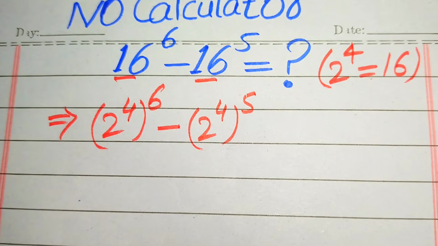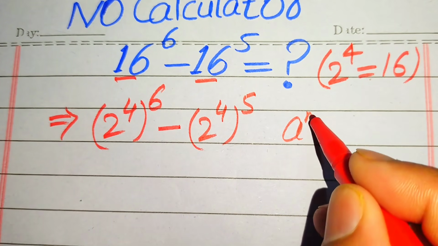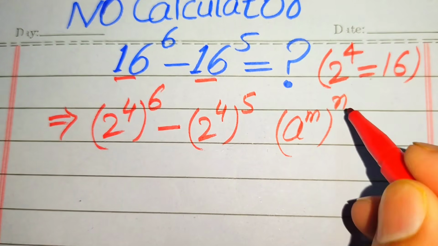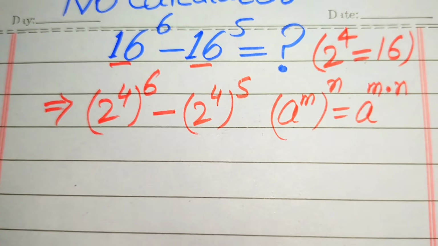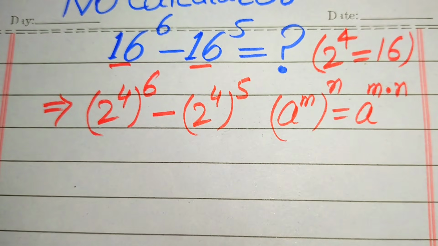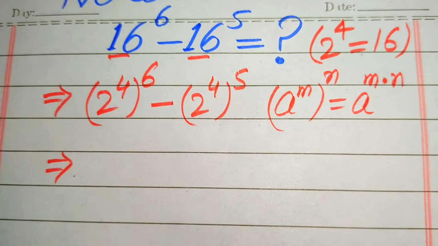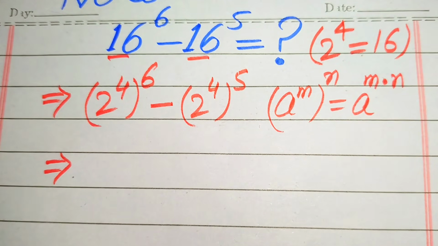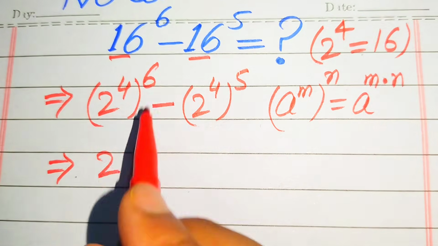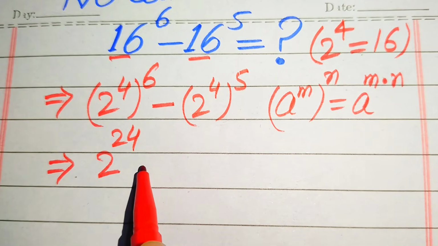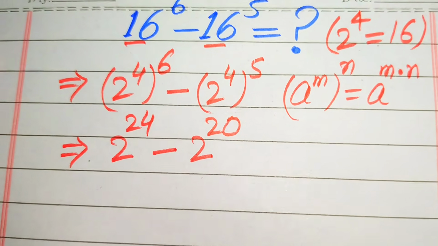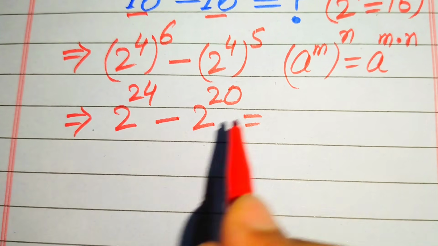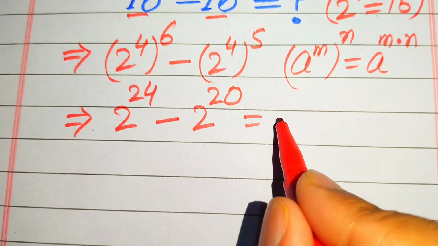And now we use another exponential law. You know that if we have a to the power of m to the power of n, this is equal to a to the power of m multiplied by n. So according to this rule, we just multiply both of these exponents, and we obtain 2 to the power of 4 multiplied by 6, which becomes 24, minus 2 to the power of 4 times 5, which becomes 20.